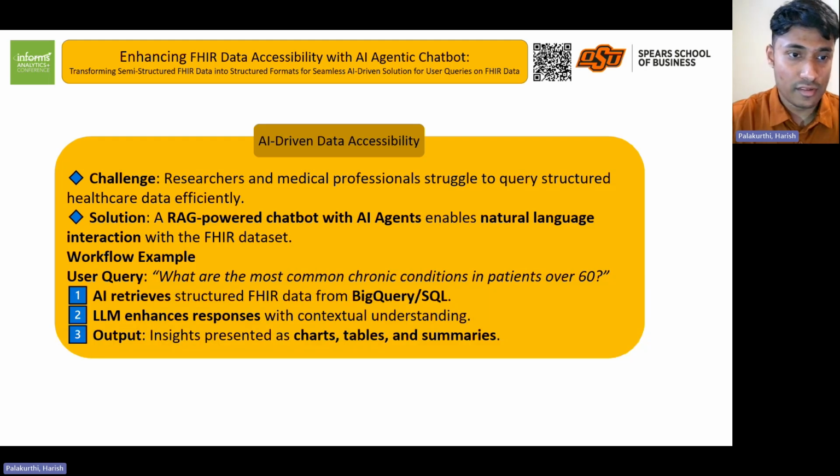For example, you can ask, what are the most common chronic conditions in patients over 60? In this case, the tables required might be a conditions table, a patients table, and a date table. Then it will write a query, see who is over 60, and filter those. All those things will be done by the agents, and at the end, the output will be something like, these are the most common conditions in patients over 60. So it is very helpful for medical researchers.